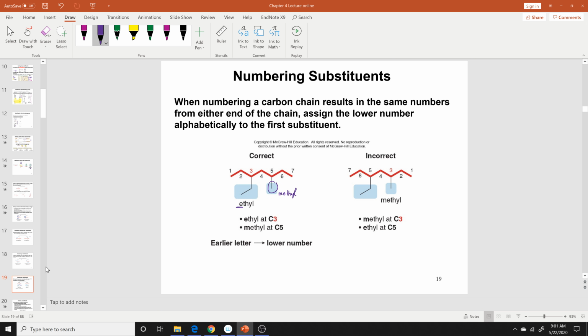Now both substituents result in the same number at either end, because if I go this way, the ethyl is going to be on carbon number 3, and the methyl is going to be on carbon number 5. And if I start numbering from this end, then the methyl is going to be on 3 and the ethyl is going to be on 5. So the numbering is going to be the same in this case, 3, 5, 3, 5. So in that case, I would need to assign the lower number alphabetically to the first substituent. So E comes before the M, so E takes the lowest number.